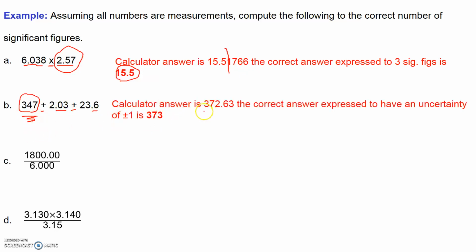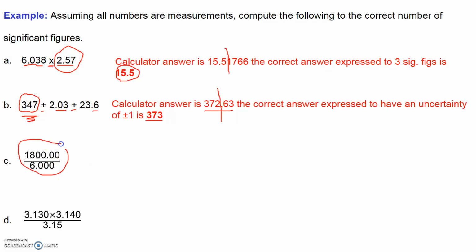So this is my calculator answer. I'm in trouble if I don't get a good calculator answer, and I'm going to round off to the 1s, so I'm going to round off at the 2 there. 6 is bigger than 5, so I'm going to round this up by 1 to give 373.